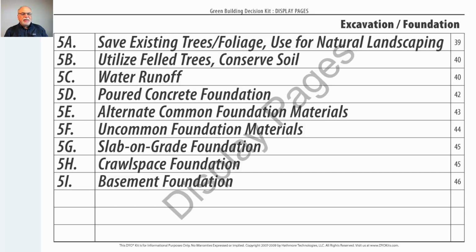5B is utilize felled trees and conserve the soil. We'll go into some ways that can be done.